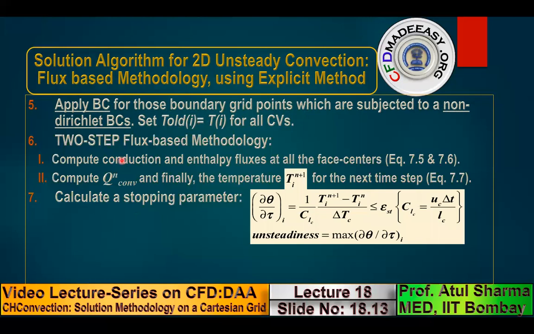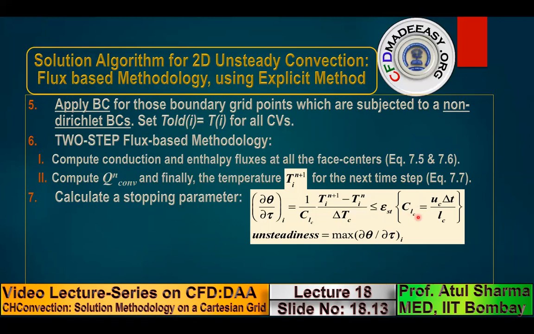So for a particular time step, once you obtain the new temperature corresponding to n+1, you have to check for the steady state criteria. In convection, this is the expression that is used for checking the convergence, where we take the non-dimensional gradient of non-dimensional temperature. So this is a non-dimensional time-wise gradient of temperature, which is expressed in this form.